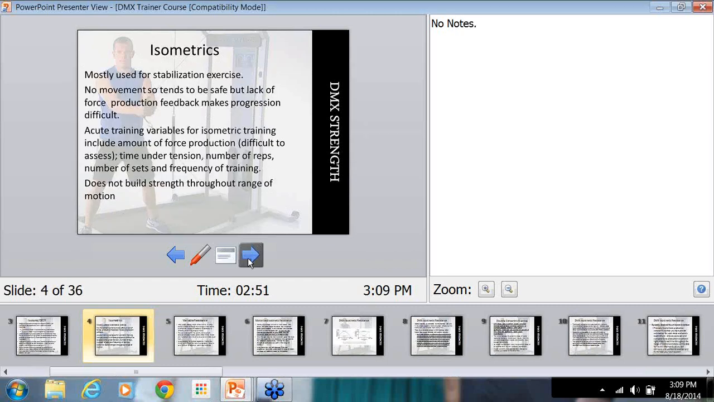Isometrics are mostly used for stabilization exercise. If you're doing something like a plank, that's a great example of an isometric exercise. There's no movement, so the good news is it tends to be very safe. But one of the challenges is you really don't know how you're doing. In a plank you can, because you can judge your progress by how long you can hold that position. But in other isometric exercises, you really don't know how much force you are producing. Therefore, it's very difficult to understand if you are making progress, and it makes it more difficult to progress and adjust the program over time to keep you making gains.